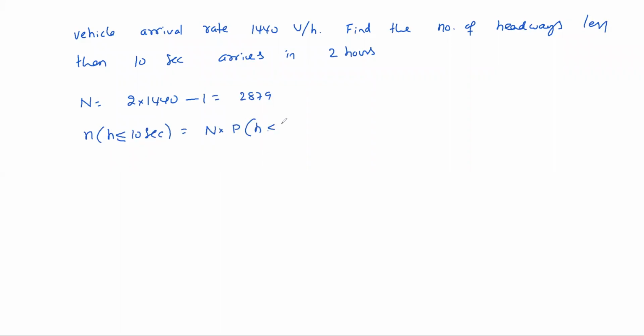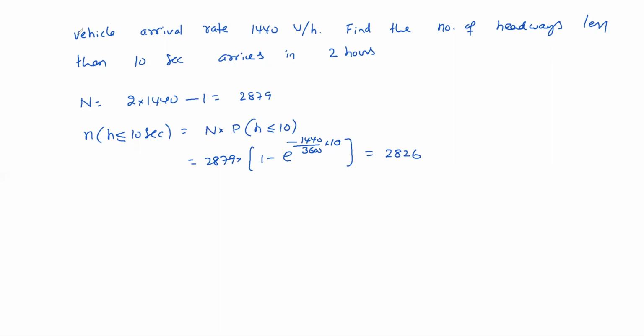Probability of headway less than 10 seconds is nothing but 2879 multiplied by 1 minus e power minus lambda t. Okay, how much? 2826.26, round it to 2826. Okay, 2826 like this.